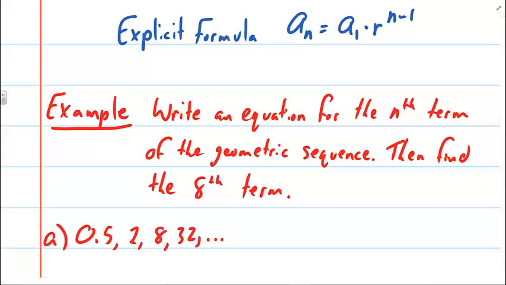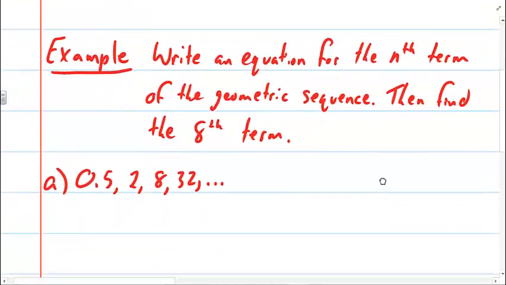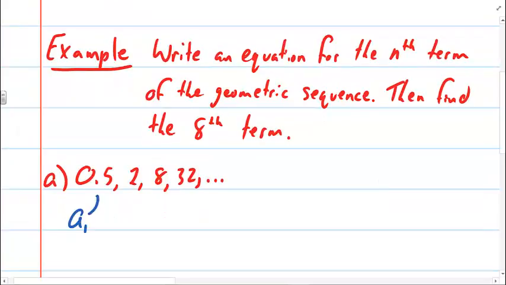All right, start writing some things that you know. You should be able to find a sub 1 very quickly. So here's a sub 1. I don't know a sub n. I don't know what term they're talking about. And there's not a common difference like I did before, but there is a common ratio. That's where we divide them. If you want, do 2 divided by 0.5. I think it's easier to do 8 divided by 2 and find out that that's times 4 for everything. So I should have all the pieces I need just to plug this right in.